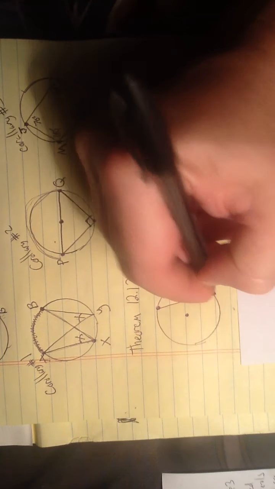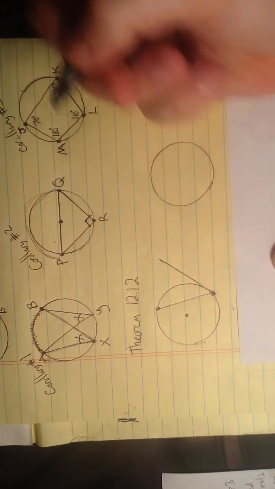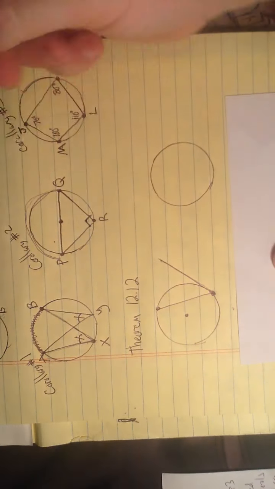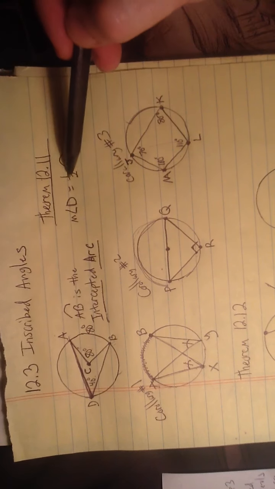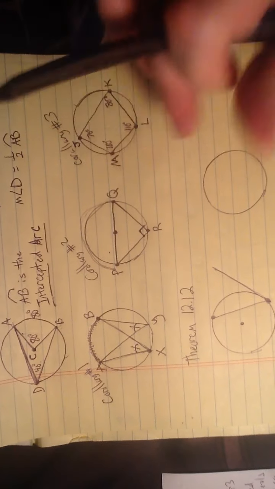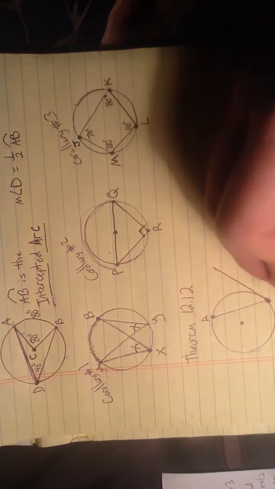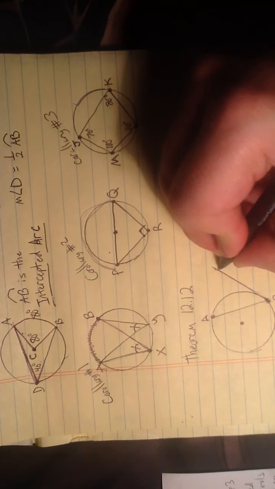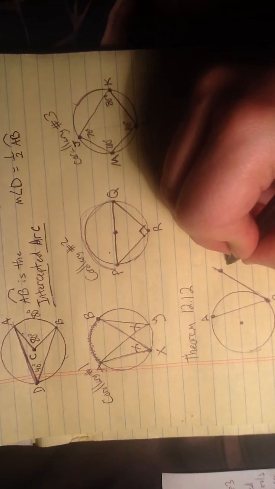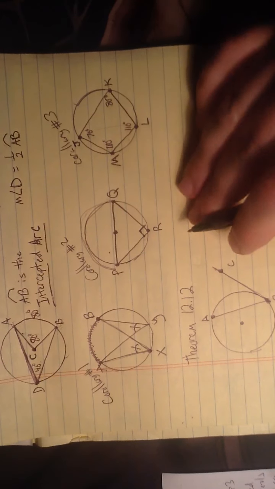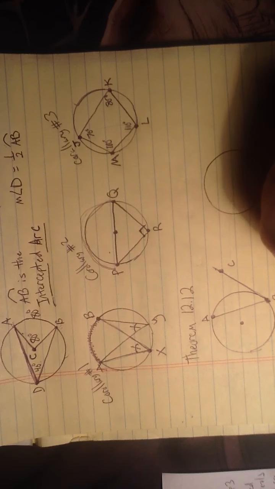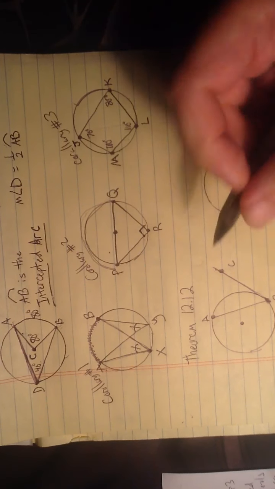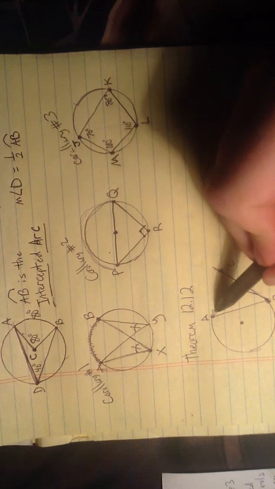So basically, if you take a chord, which is right here, and you combine it with a tangent, then its measurement is just, again, same as before, 1/2 of its intercepted arc. Easy money. So if this is A and this is B, and this point over here is C on our tangent, then the measure of angle ABC is again 1/2 of the intercepted arc. The intercepted arc is right here.